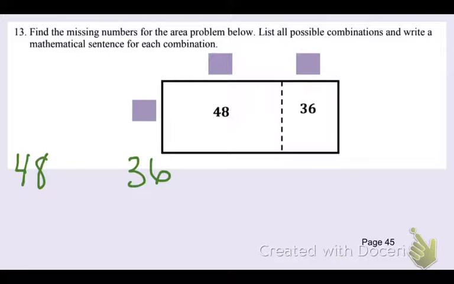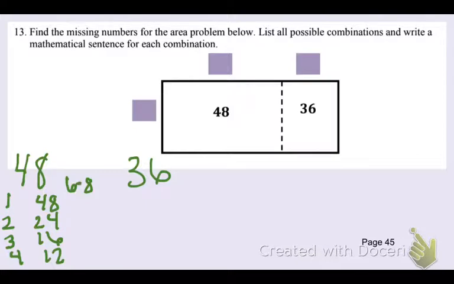All right, so let's think about 48. What are some factors? What are two numbers that you can multiply together to get 48? Let's list them out. 1 multiplied by 48. 2 multiplied by 24, because if I half 48, I get 24. 3 multiplied by 16. 4 multiplied by 12. And 6 multiplied by 8. Let's put our little multiplication sign so we know that that's not 68.